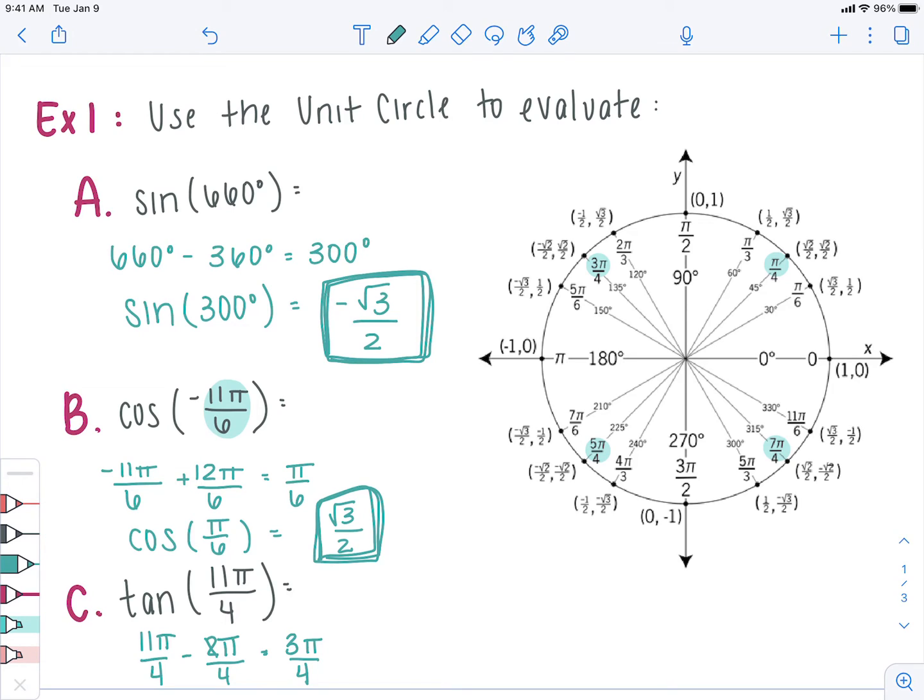So I'm really looking for the tangent of 3 pi over 4. So then I go to 3 pi over 4, and I pick out my y value divided by my x value, which is root 2 over 2 over negative root 2 over 2. I know I have to simplify my fractions when I'm dealing with tangent, but this one simplifies nicely because my numerator and denominator are the same. One of them is just negative, so that means it's just going to be negative 1.